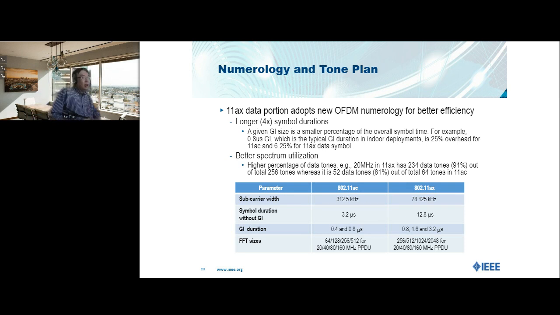Okay, we just mentioned that in the 11ax standard, we redesigned the entire OFDM numerology for better efficiency. We mentioned that now we go to 4x symbol durations. I think many times you see this terminology, the 4x symbol duration. 4x is relative to the numerology of 11ac, which is the previous amendment of IEEE.